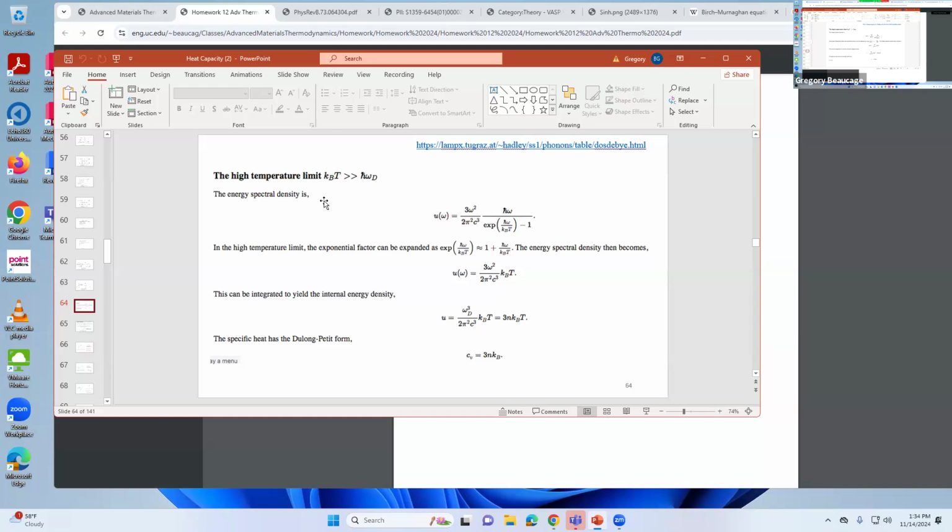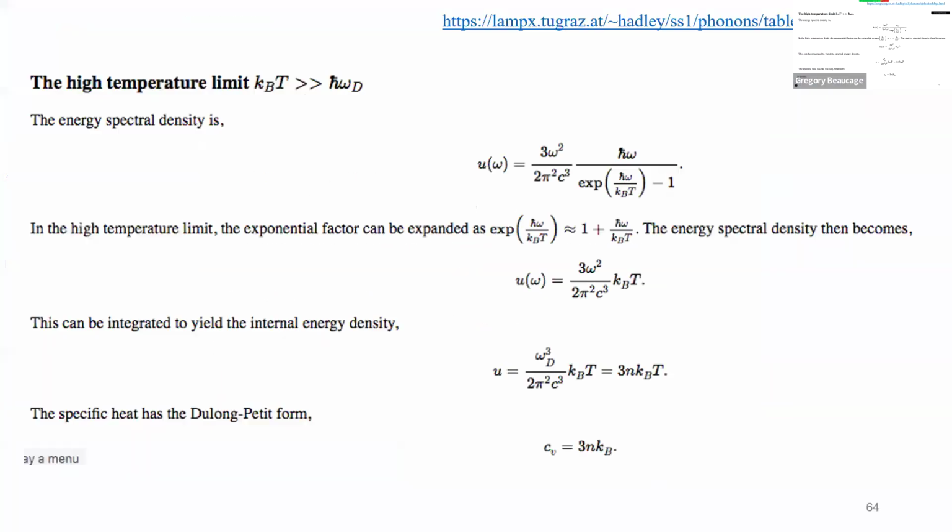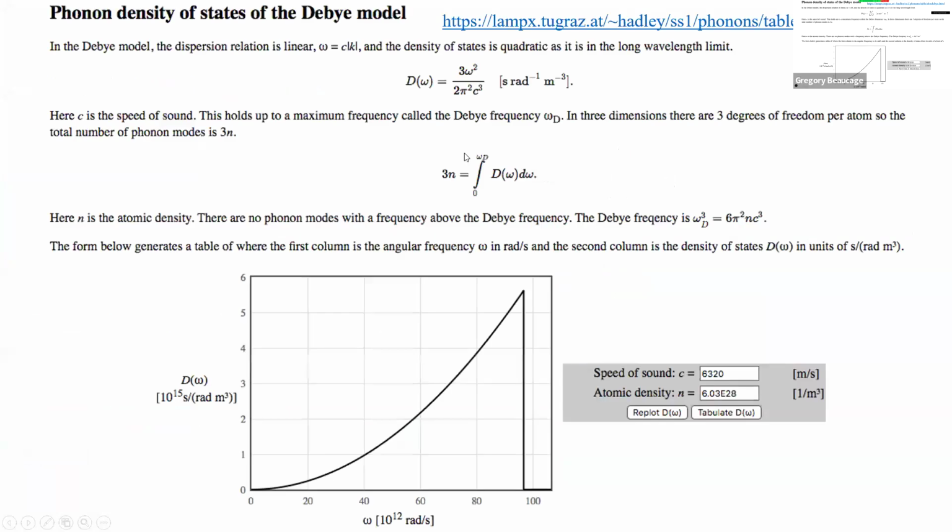Anyway, this is a place where you get Dulong-Petit from it, but it ends up giving you an expression for the energy. All right, so there's that business. What else? So here's the density of states as a quadratic of frequency. That's because the energy is quadratic in frequency. It's the same thing. So if you integrate that, that's how you get this.